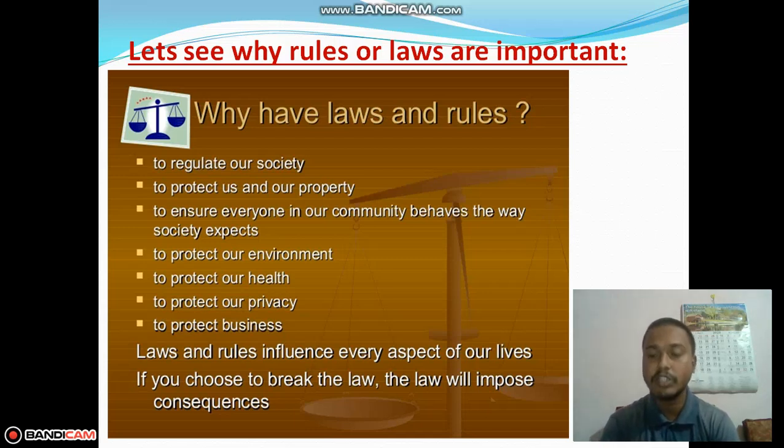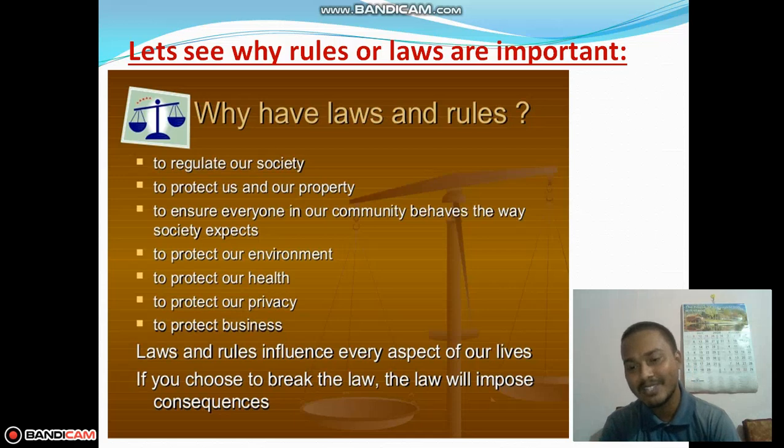There is some protection, insurance, and other things from the government if they follow all the rules and regulations. Laws and rules influence every aspect of our life. From buying something in the shop to walking on the road, there are always certain laws applicable to us.